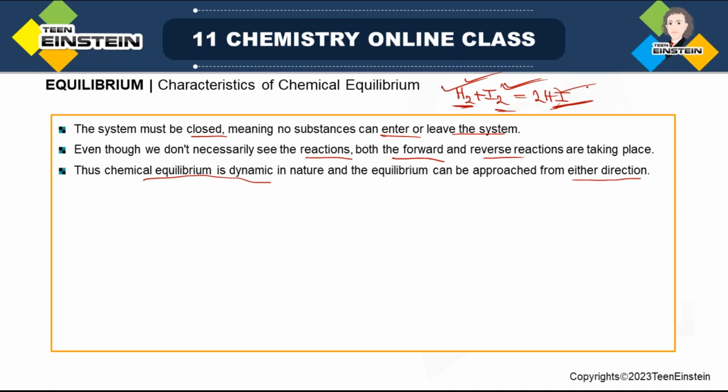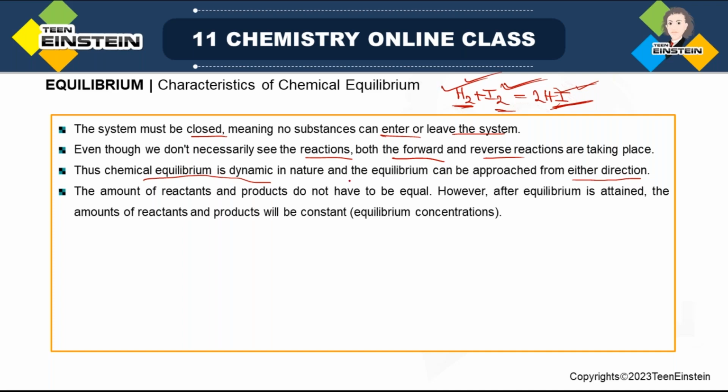Okay, so equilibrium can be approached from either direction, and this example with proper diagram we have seen in the last class, probably the last slide in the last class, where we have seen that we can approach the equilibrium whether you move from right hand side or left hand side, both are possible.